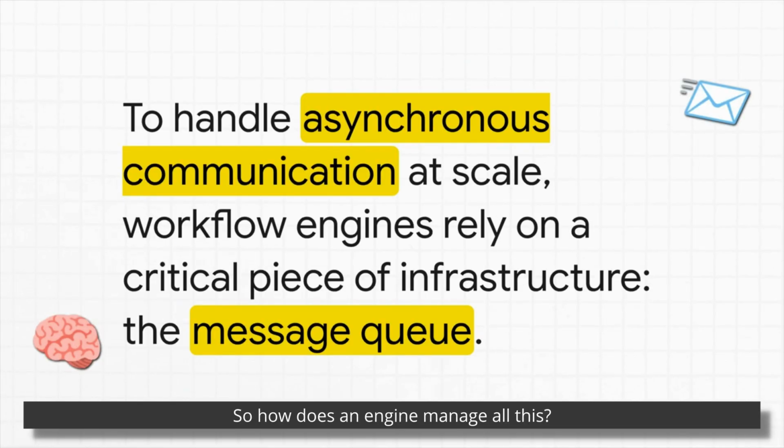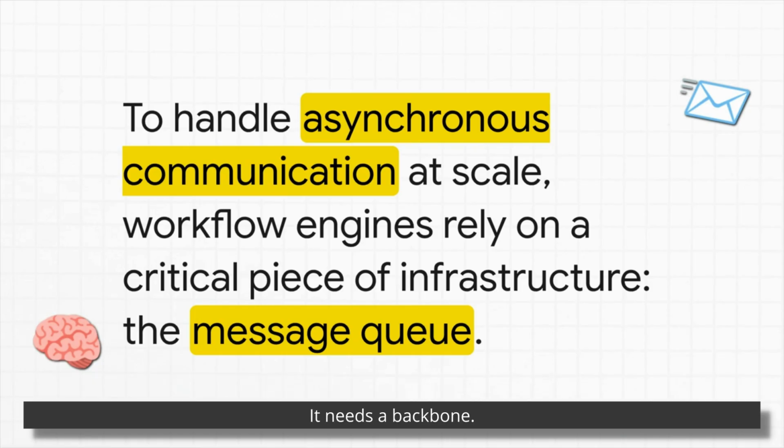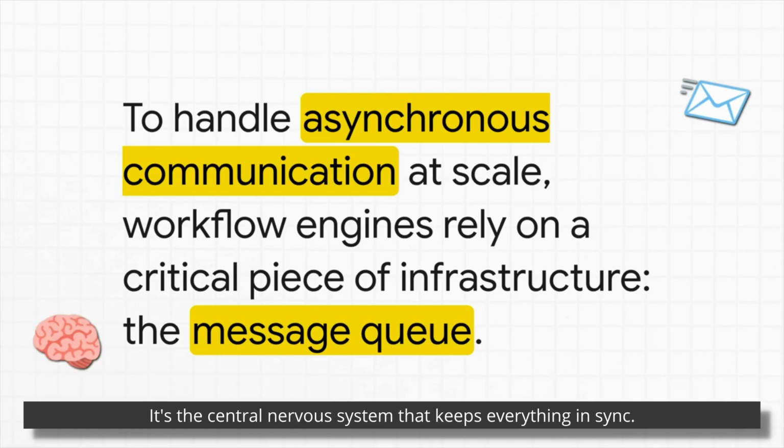These four principles are really what separate a true workflow engine from just a simple script. So how does an engine manage all this? How does it handle pausing, resuming, talking to dozens of other services without completely falling apart? It needs a backbone. And for pretty much any modern distributed system, that backbone is the message queue. It's the central nervous system that keeps everything in sync.